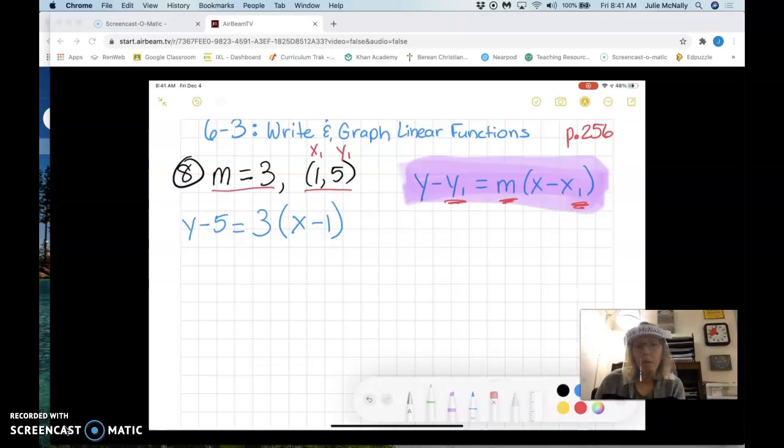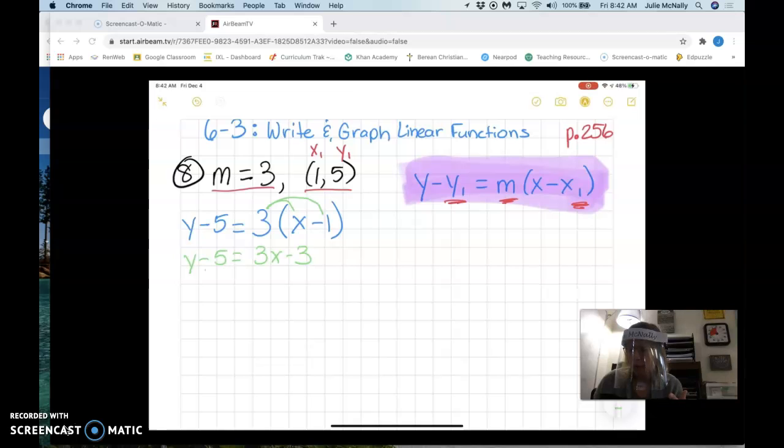So now I'm just going to solve the equation. So the first thing I want to do is distribute my 3. So 3x minus 3. And then I want to get it in the y equals mx plus b kind of setup. So that's what I'm going for. So I'm going to add this 5 to both sides. Leave the 3x like it is. Negative 3 plus 5 is positive 2. And there's my y equals mx plus b formula. Okay? Let's do one more of these.